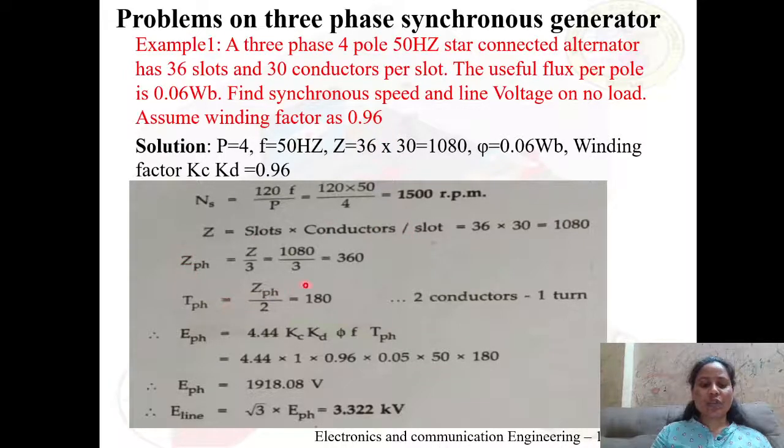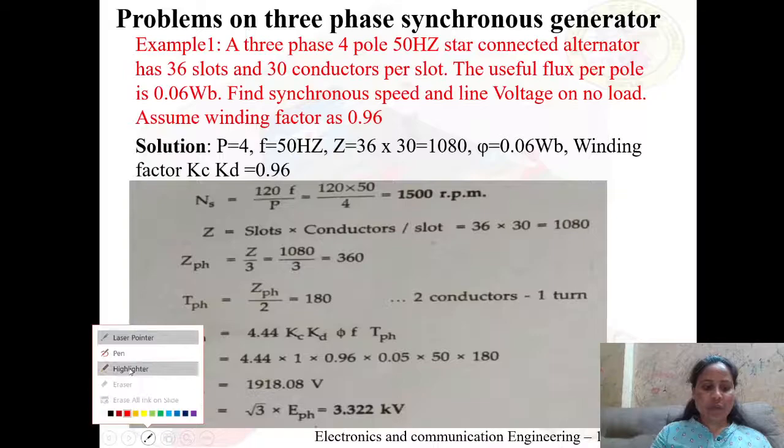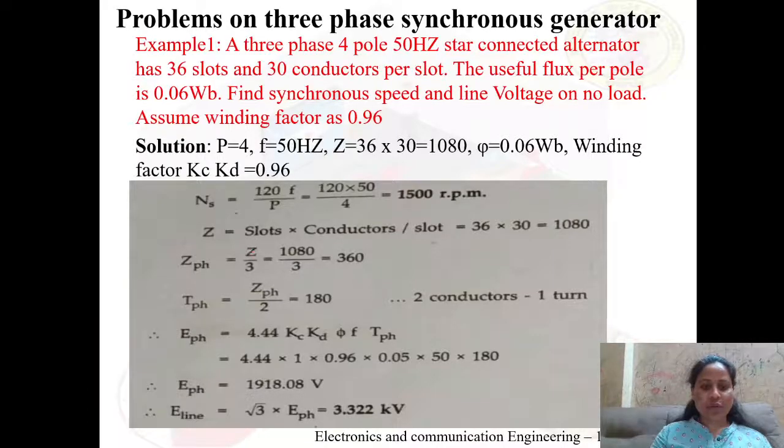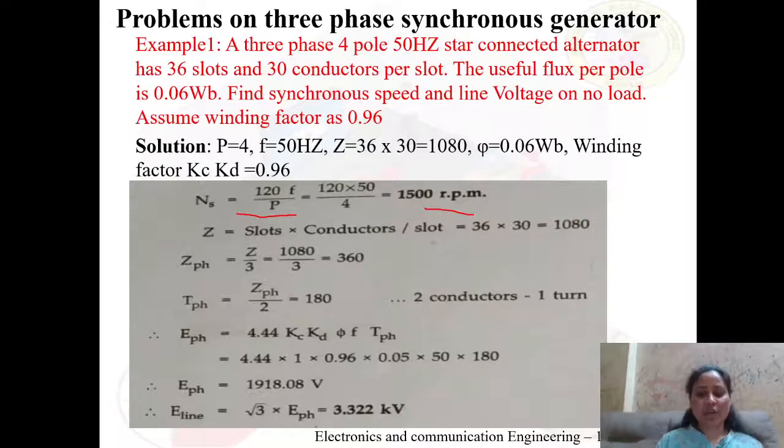So let us use the equation Ns is equal to 120 F by P to find the value of synchronous speed. They have given supply frequency as 50, number of poles as 4. So we will get the synchronous speed as 1500 RPM.